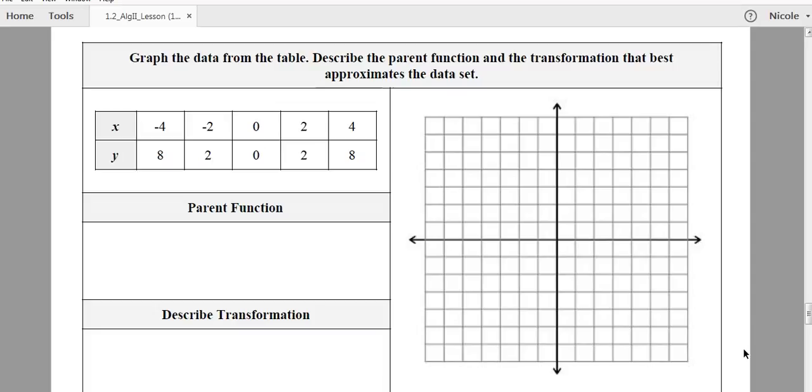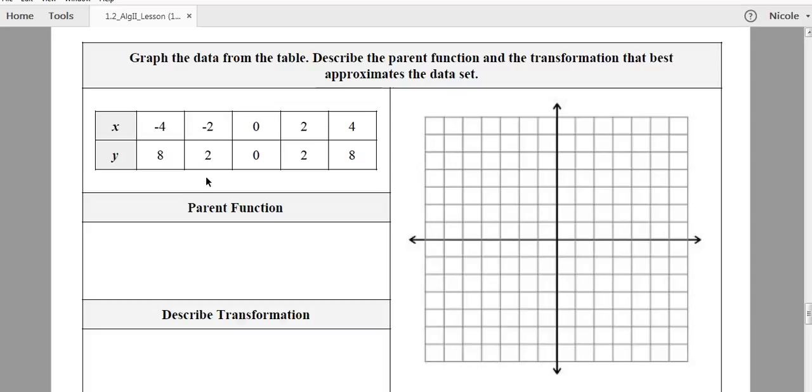Before we go on, why does it say approximates the data? Why is it only approximate? When we are only given a table of information like this, and we plot these points, we can't be 100% sure of what exactly is happening between each of those points and beyond those points. However, by having a good understanding of parent functions, we can approximate those values not found on the table.